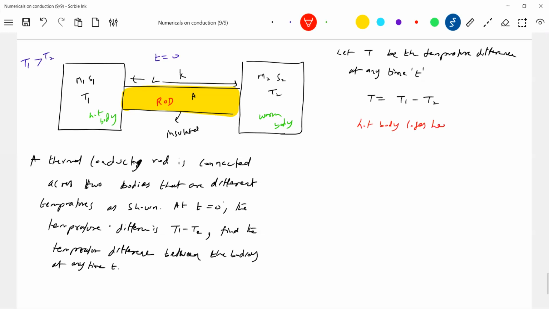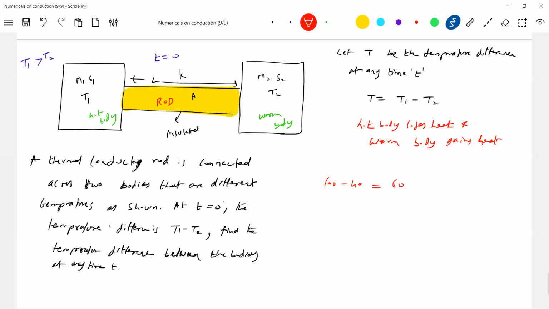Hot body loses heat and cold body gains heat. Let's get into the thing now. It's very simple. This is 100, this is 40. With the time, what will happen? The initial temperature difference, how much? 100 minus 40. Please do analyze.